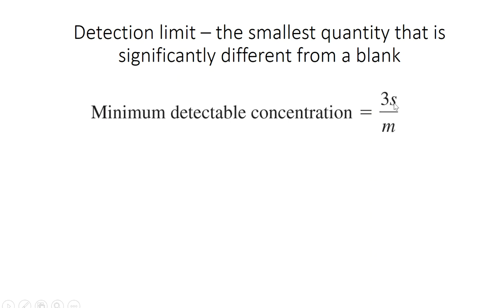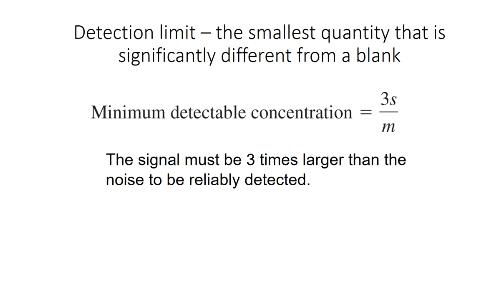And you also have an error in y. This is the amount of deviation you have in your signal, the error in y. So the minimum detectable concentration that's different from 0 is mathematically calculated as 3 times the error in y divided by the sensitivity, or the slope. The signal really must be 3 times larger than the noise to reliably be detected, and that's really what this equation is telling you. This is the noise in your signal, and you have to have a factor of 3 larger than that to get your detectable concentration.